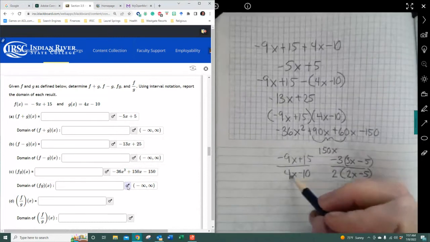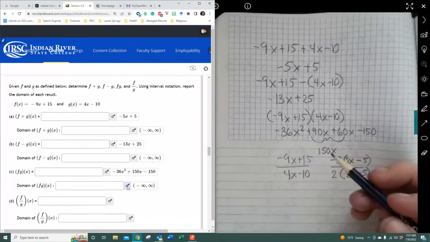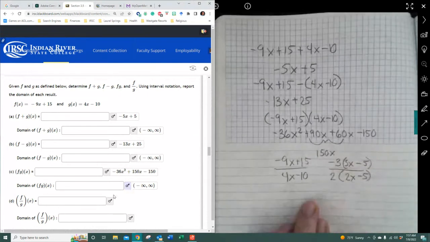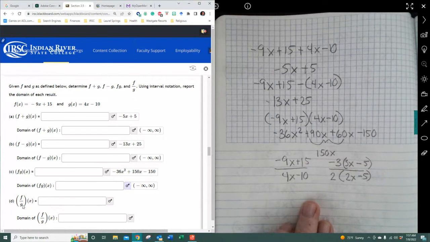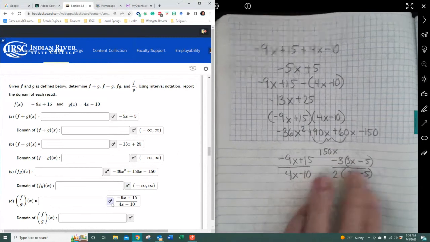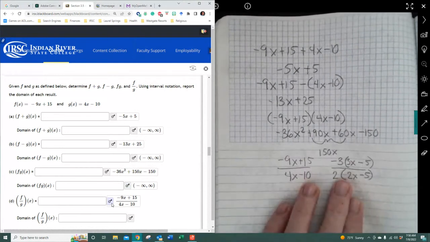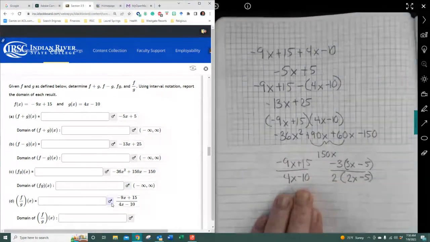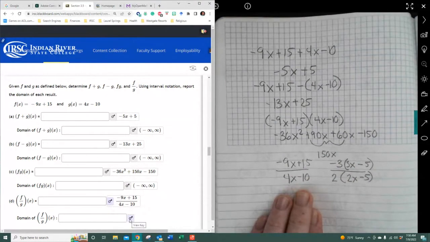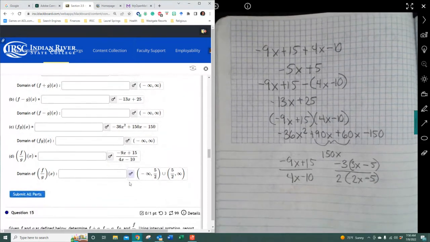So the only thing that we could do is think about what we can't put in the denominator here. So the answer for f divided by g would be, in fact, this answer right here, because there's nothing we can factor out and clean up a little bit. But then we set the denominator equal to 0 and get positive 5 over 2. So 5 over 2 is going to be a value we need to skip over. So we're going to do that, okay?